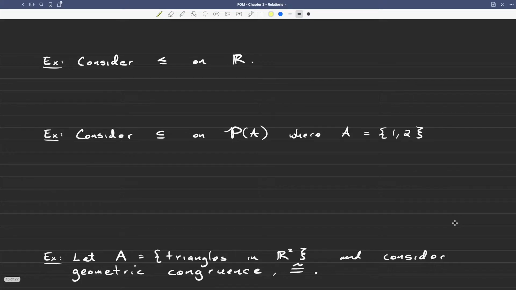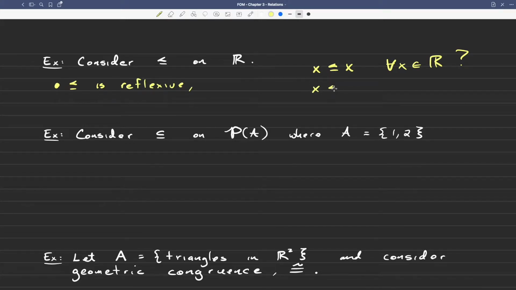Okay, let's consider a really familiar example, less than or equal. Is less than or equal reflexive? Is it true that x is less than or equal to x for every x in the real numbers? Sure, because it's less than or equal. x is less than or equal to x, right? So it is reflexive, yes.